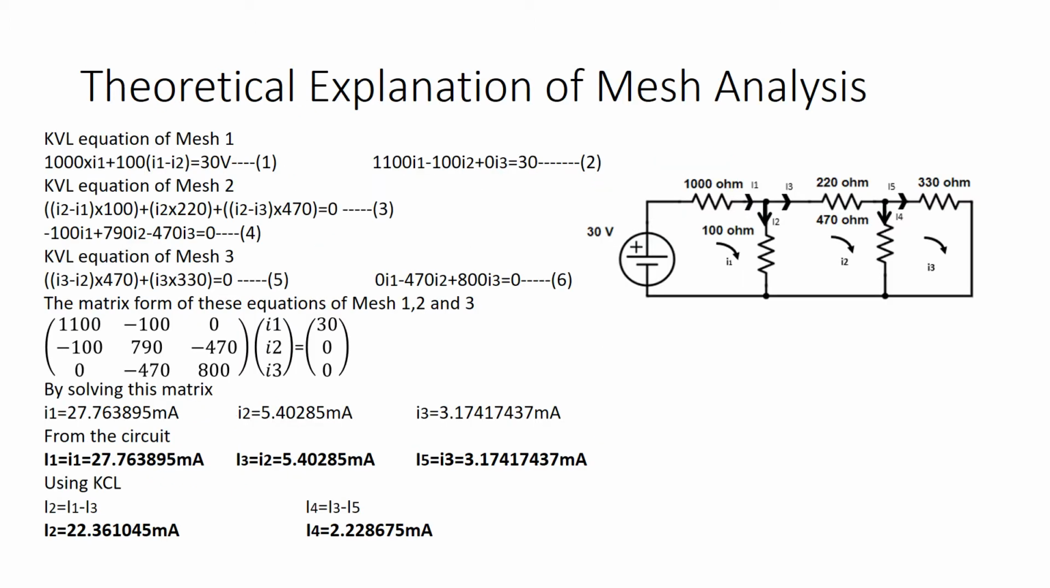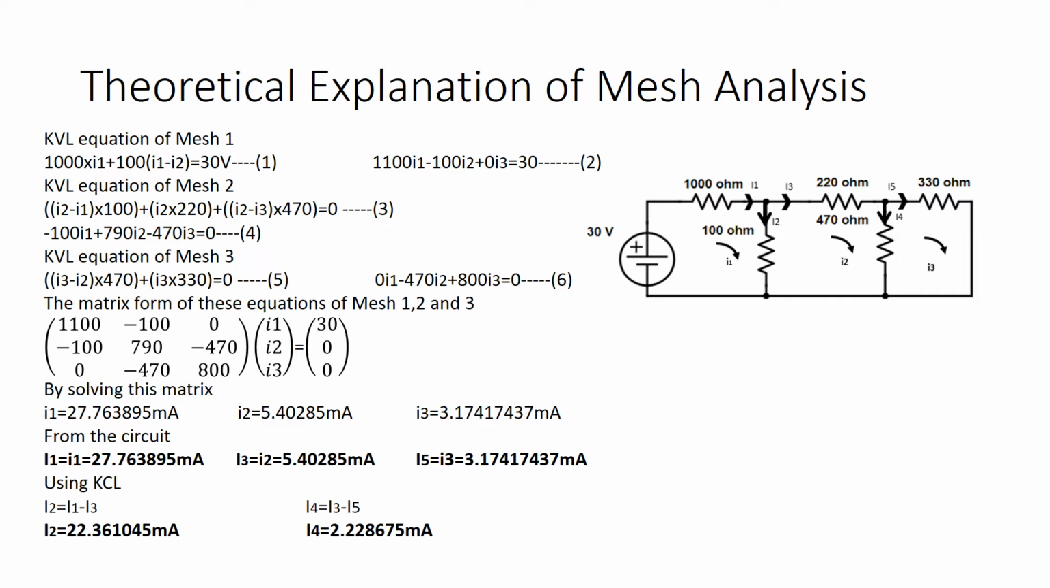Here is the theoretical explanation of mesh analysis. In the given circuit we have three meshes. The mesh currents are denoted as small i1, small i2 and small i3. How can we calculate the mesh currents? Using the KVL equation. The KVL equation of each mesh is given here. From all three equations we make a matrix, where column 1 represents the coefficient of i1, column 2 the coefficient of i2 and column 3 the coefficient of i3.